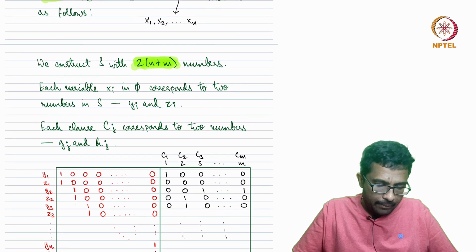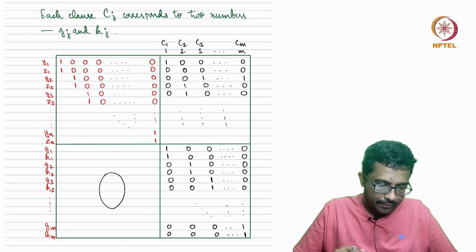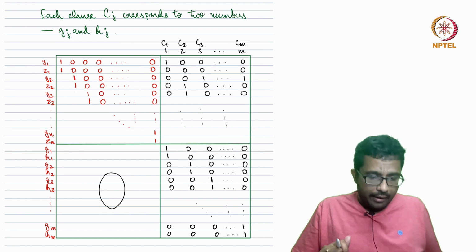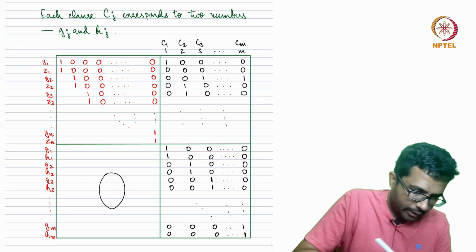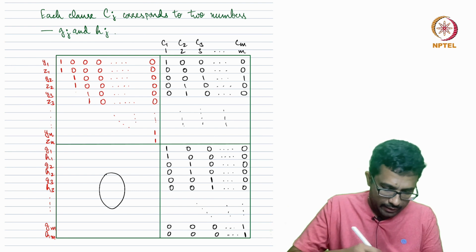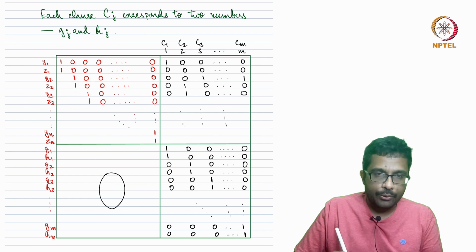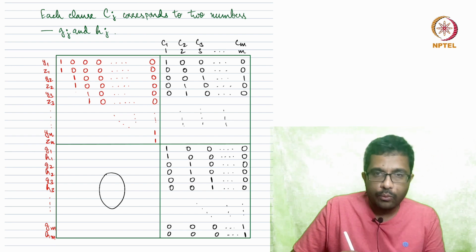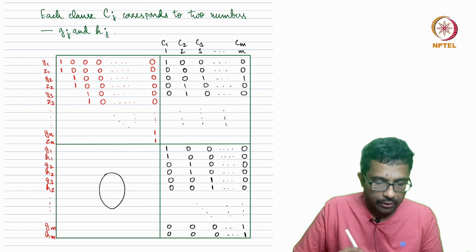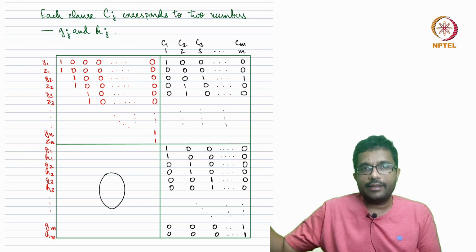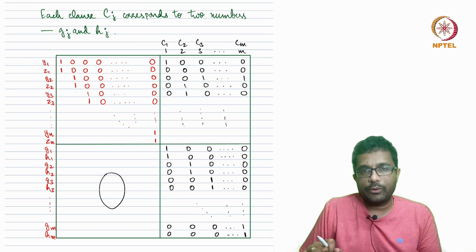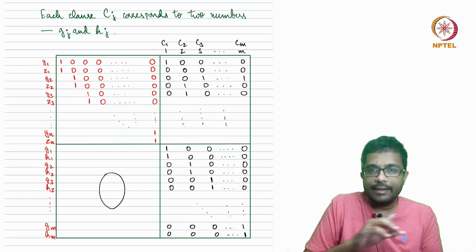So the way we build the instance is like this, right? Look at this table that we have. This table has 2 times m plus n rows and each row corresponds to one number in the set, right? Each entry is a 0 or 1. We have to read the entries from left to right to get the number that this row corresponds to. You just read it as a single number.